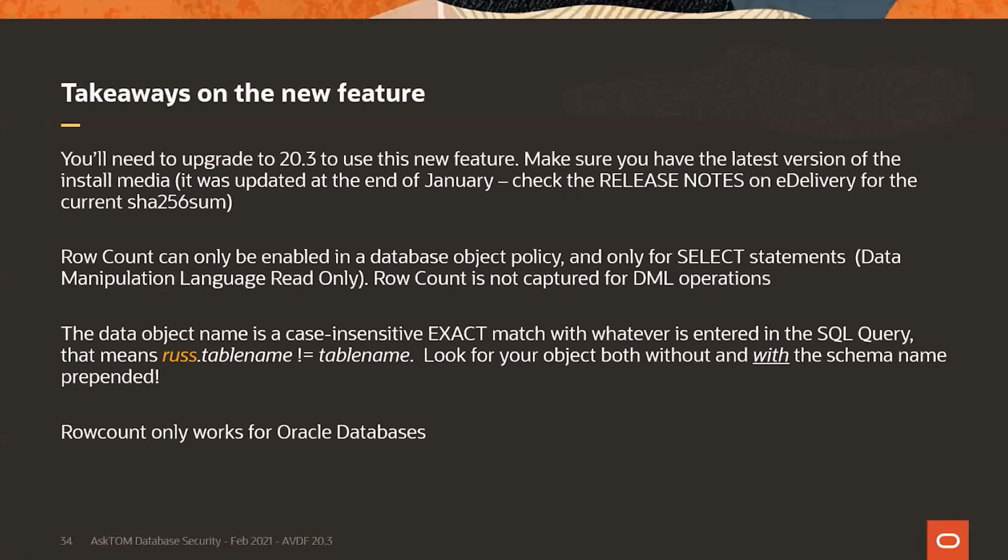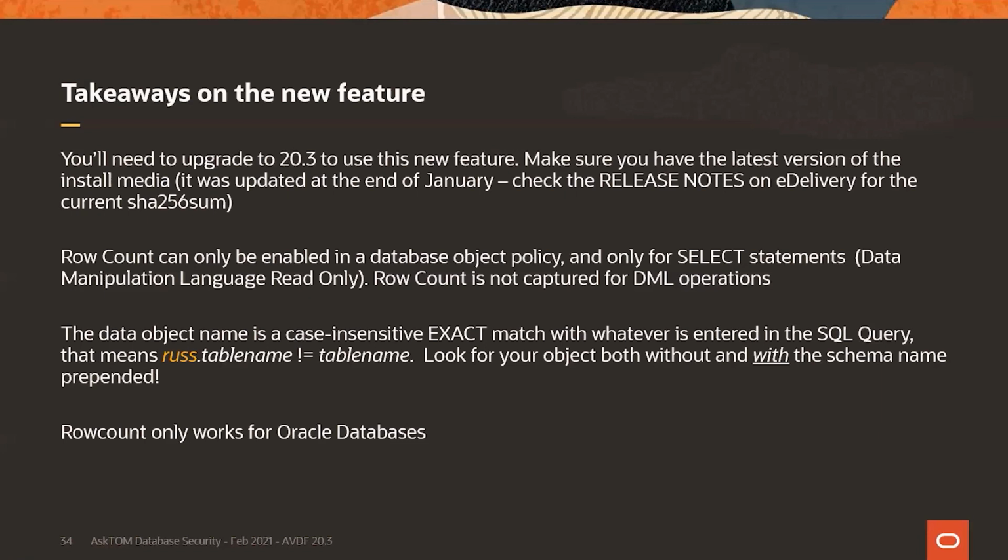Second thing to remember, row count is only done at the database object level. You don't get a row count from anything that is handled with a session context policy or a SQL cluster policy. These are areas that we're looking at for future expansion, but in this first release of the new feature, we only do row count for select statements using data manipulation read-only policies for objects, okay?